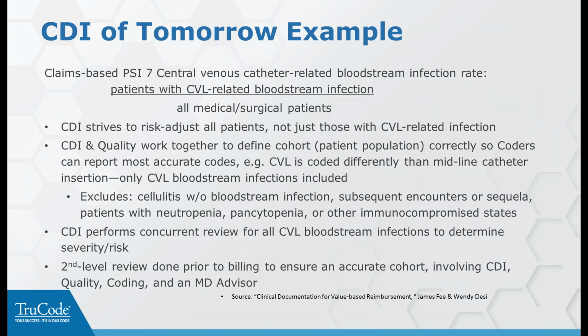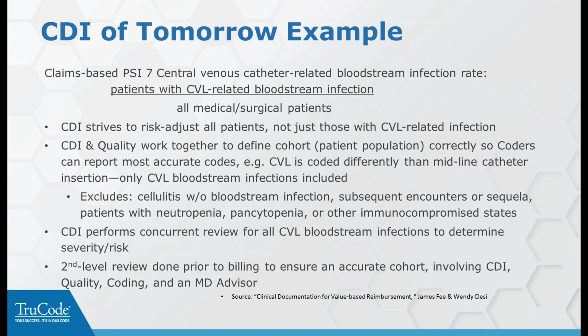Because, for example, CVLs are coded differently with PCS codes than midline catheters, so you have to make sure that you are honing in on the specific PCS codes and diagnosis codes that fully describe that patient population correctly. Also, you can see some of the types of patients that are excluded from that patient population are people that have cellulitis, who have subsequent encounter or sequela rather than a current encounter, who have neutropenia, pancytopenia, etc.